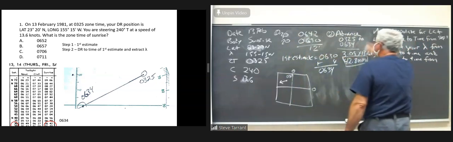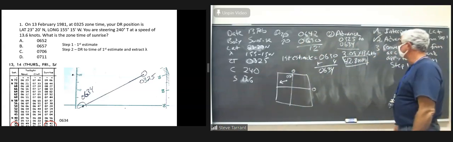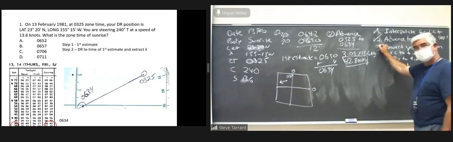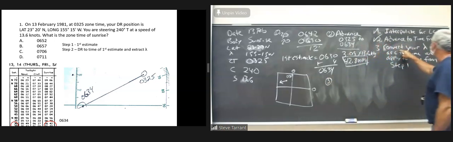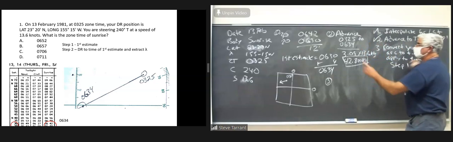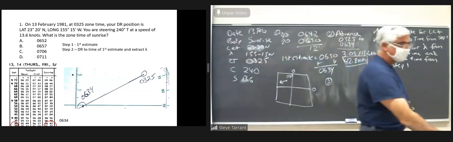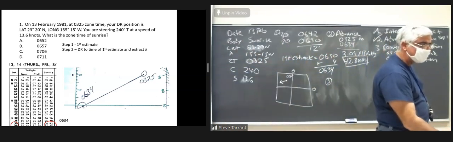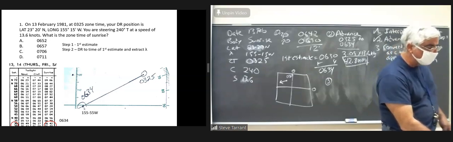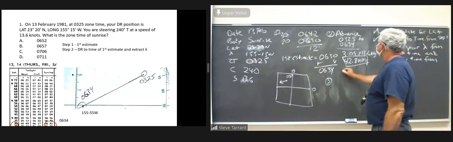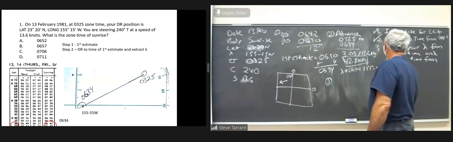Step 2, done. Okay? Step 2 is done. Now, I'm at step 3. It says convert your longitude. Let me get over here. So here we go. That is my DR position. Now I need to extract that longitude. It turns out that on the plotting sheet, that was 155.55. So longitude at 0634 was 155.55 west.